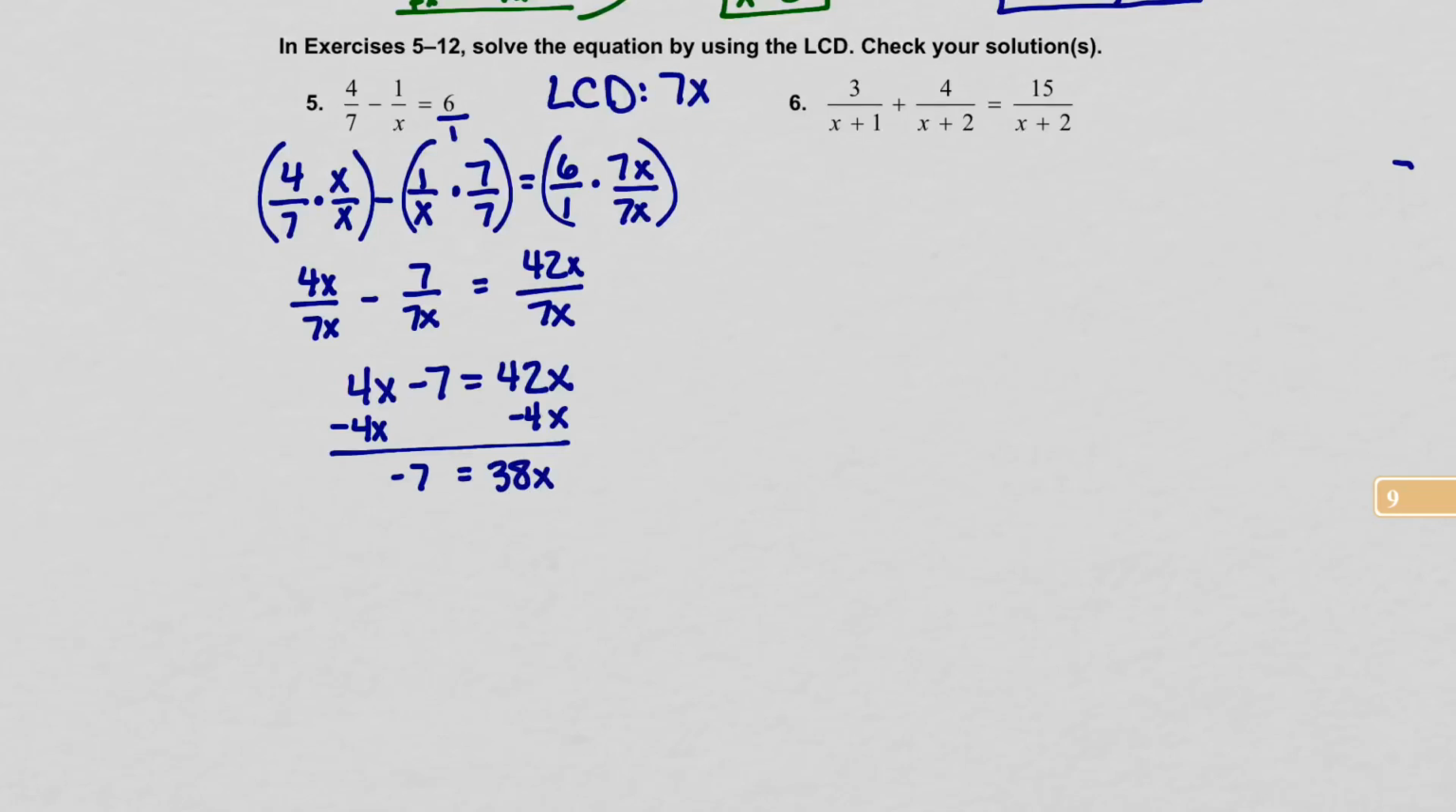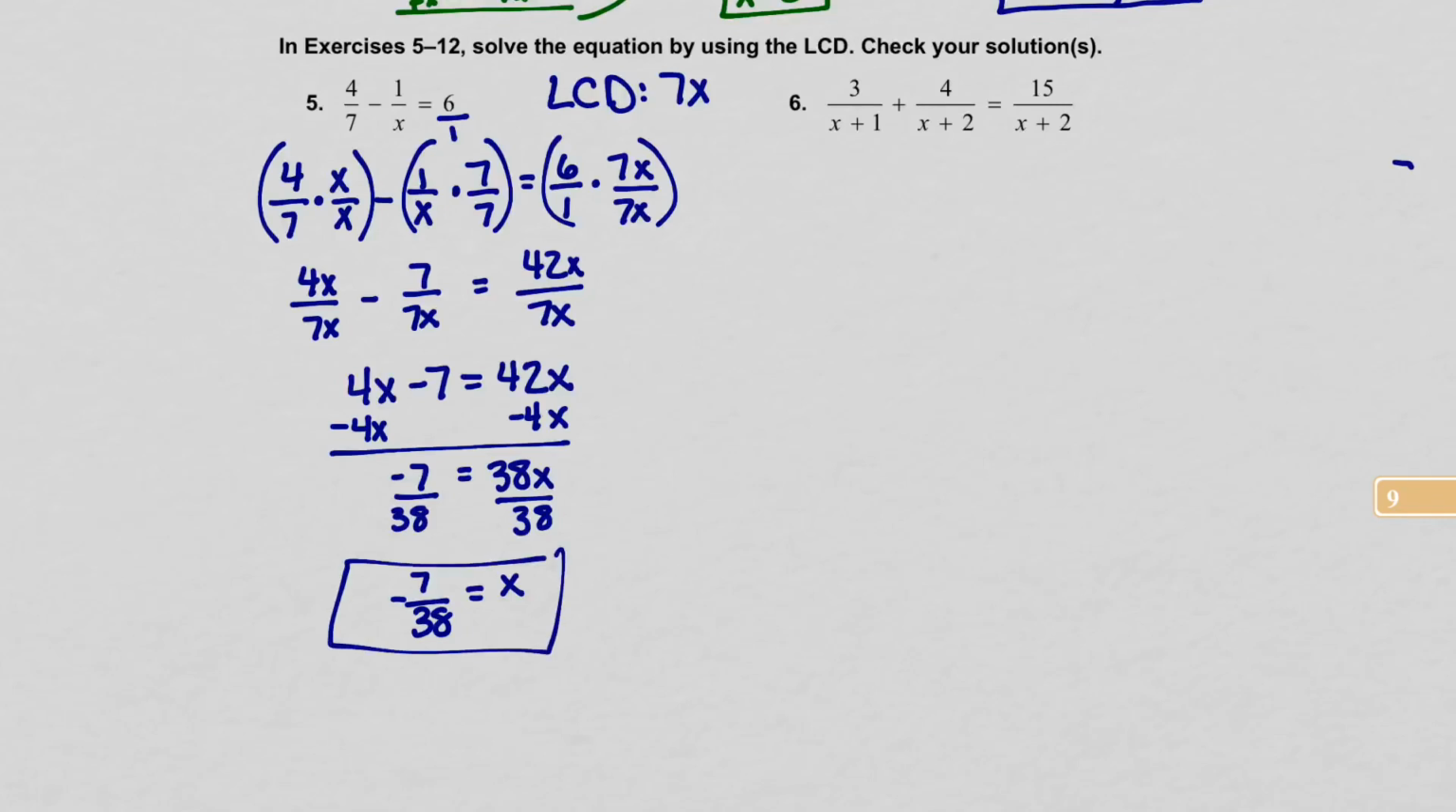And to solve for x, I'm going to divide by 38. And then I get x is negative 7 over 38. And that doesn't simplify, so just leave it in your answer.